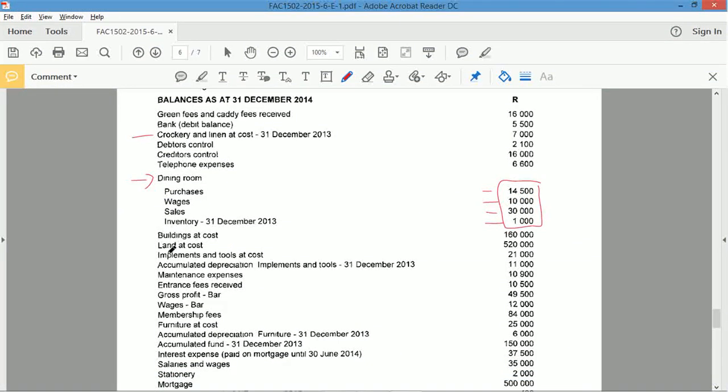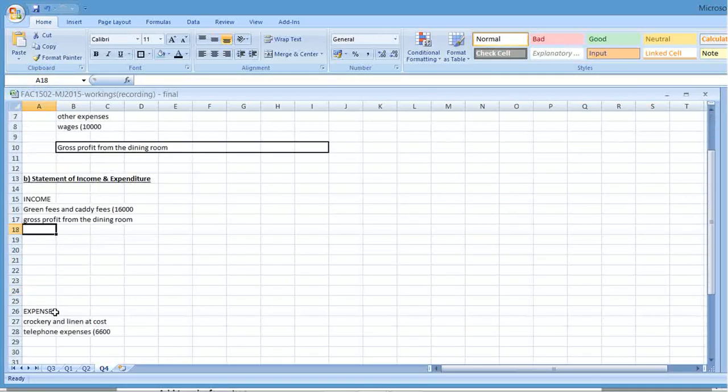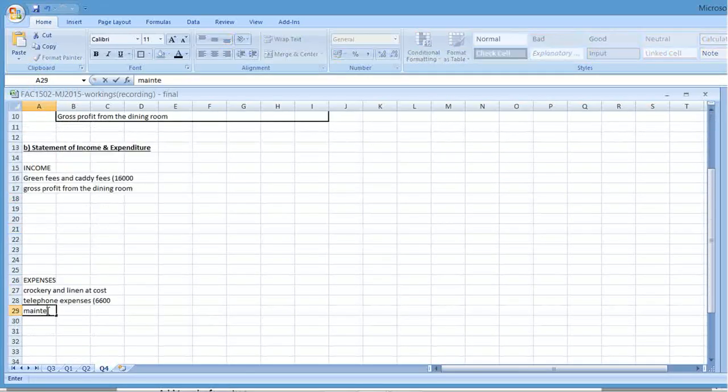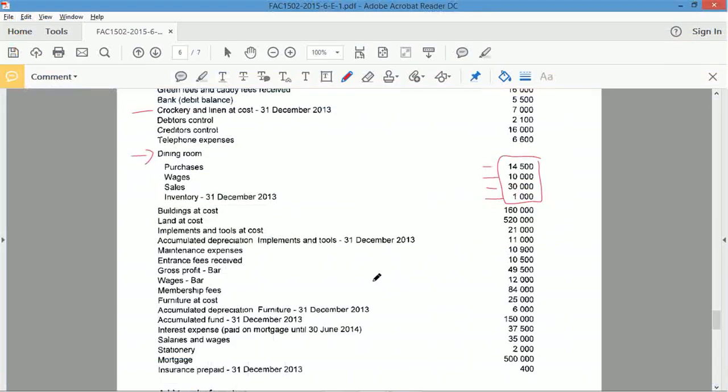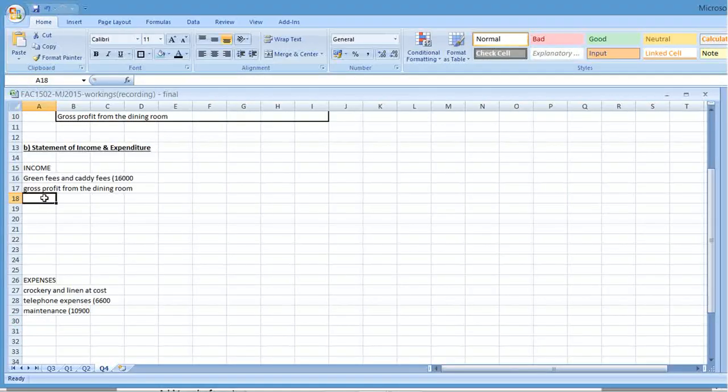Buildings, asset, land, asset, implements and tools, asset. Depreciation, negative asset. Well, accumulated depreciation, negative asset. Maintenance expenses, that's what I need. Maintenance expense. Maintenance was 10,900. What else do we have? Entrance fees received, that's an income.